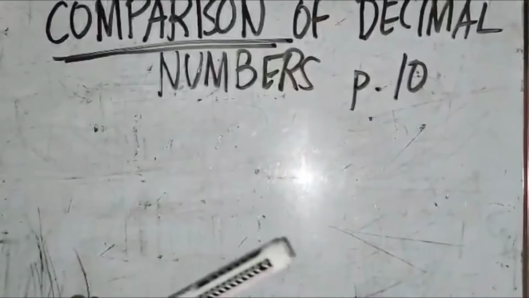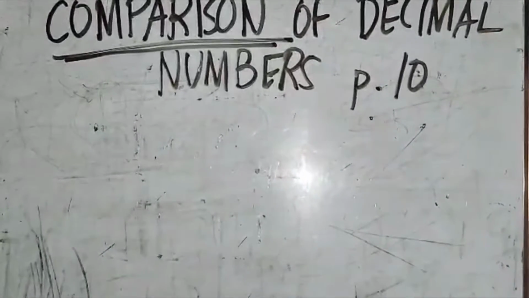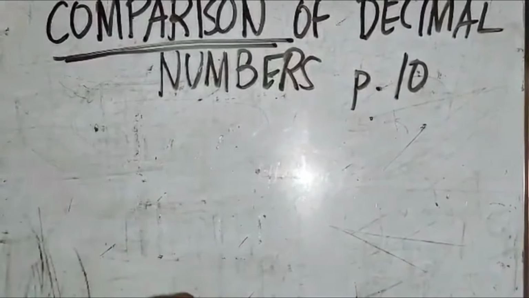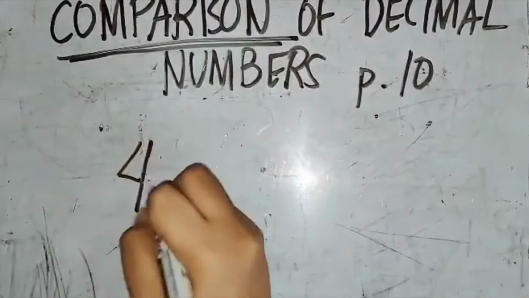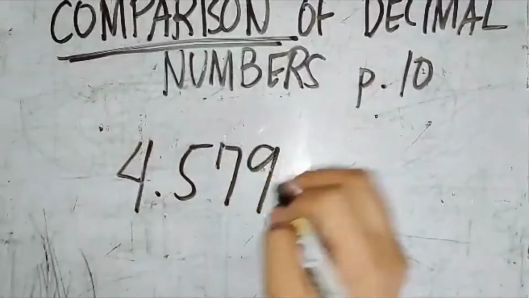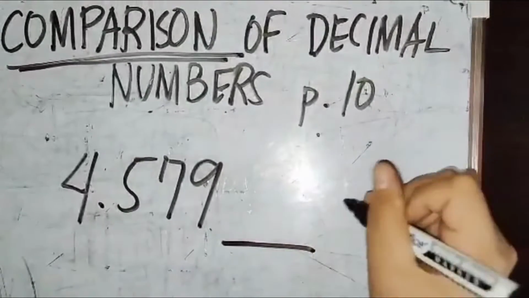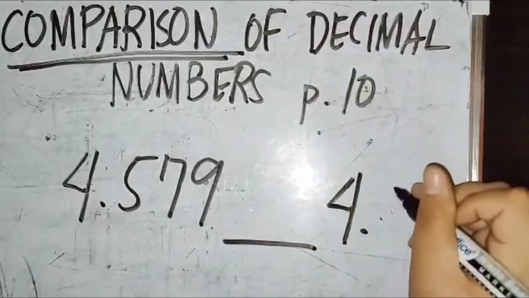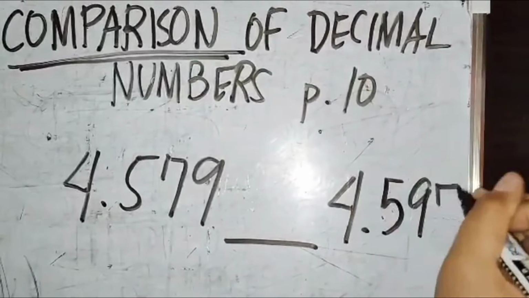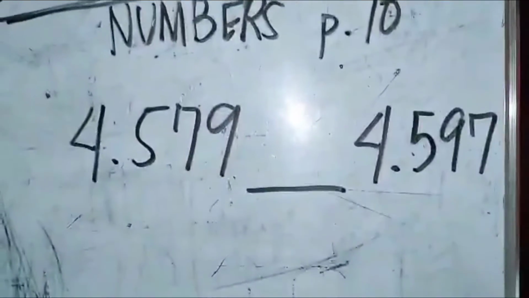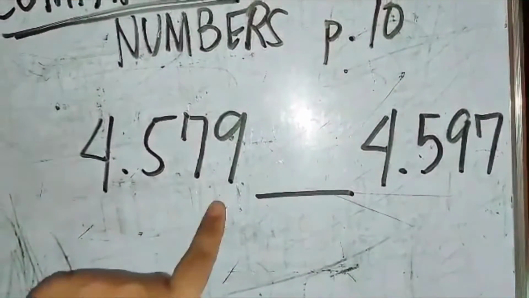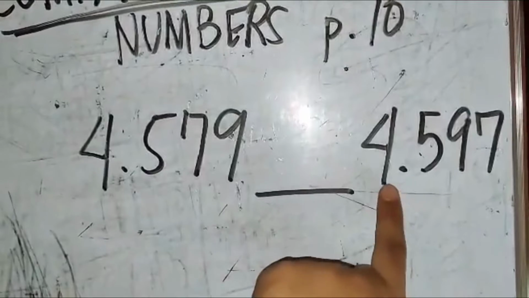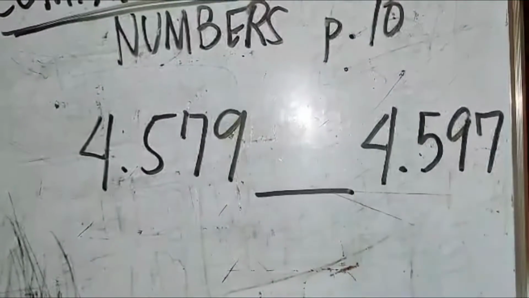Example natin sa learning task number. Sige, mamaya tayo mag-learning task. Isa mo na example. Say, for example, okay. So, we have here 4 and 579 thousandths compared to 4 and 597 thousandths.